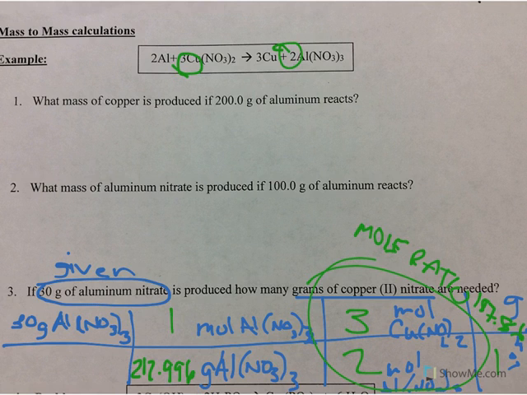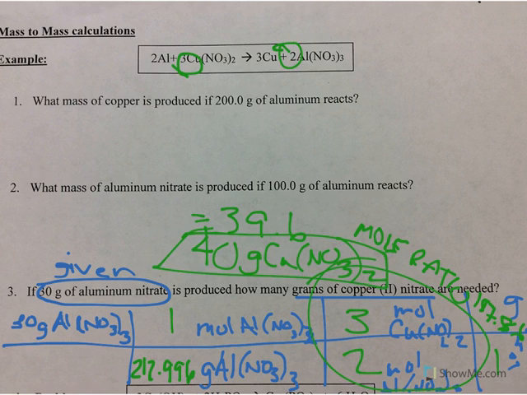30 times 1 times 3 times 187.556. Remember now that we're dividing, okay, so take your answer and divide it by the parentheses 212.996 times 2 times 1. That should get you 39.6, which we're rounding to just one sig fig, so that's going to be 40, and that's grams of Cu(NO3)2. All right, I hope that that was not terribly confusing.